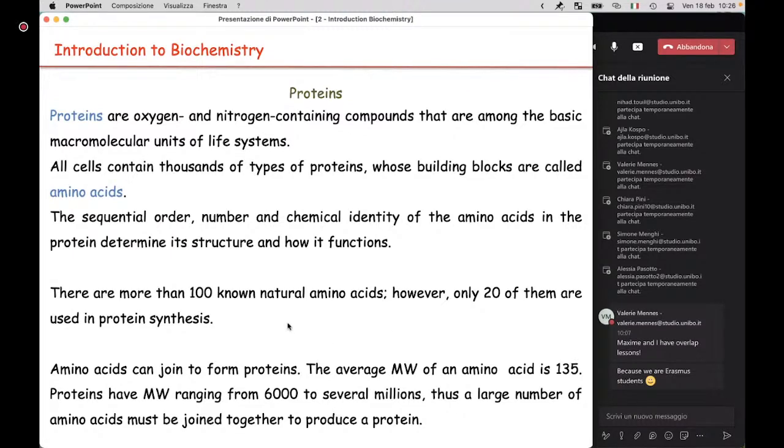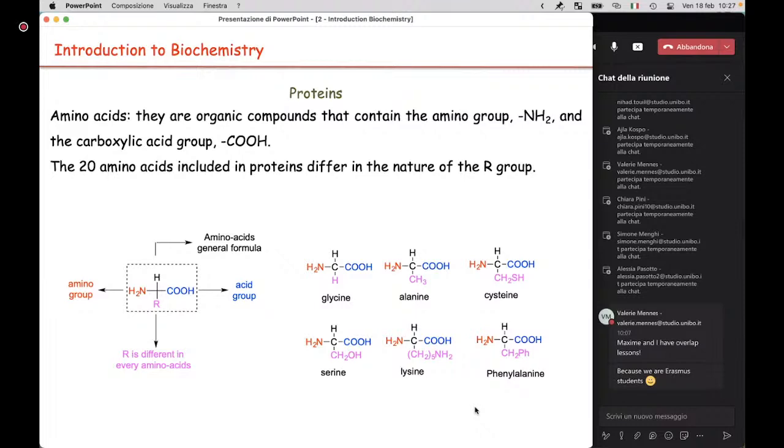Just to give you an idea of how big protein is. A single amino acid like glycine or alanine has a weight of about 150, and since we take many of them and we link them together, the molecular weight, the molar weight of a protein can go from about 6,000 to several millions. Okay, so we can join, we can chain, we can bond thousands of amino acids to form big and bigger proteins.